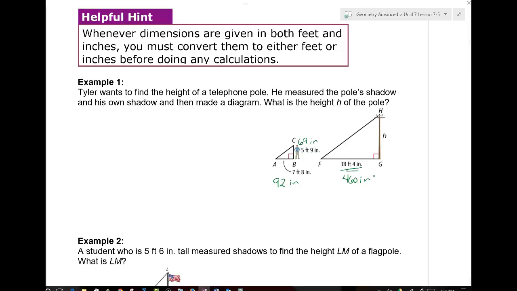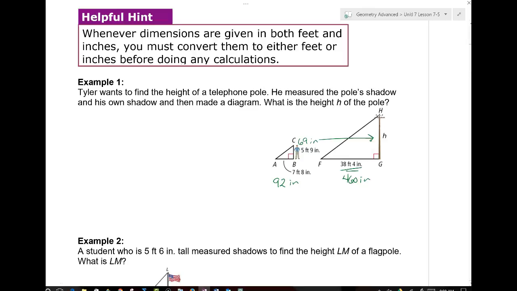Now I want to make sure, and this is where I want to start pushing you guys on, make sure you put things that are similar. Go to the sides that go together. A lot of you like, ooh, I'm just going to go 92 to 69 as 460 is to h. Stop doing that because you don't know how to do similarity ratios now as a result. Which sides correspond? Well, if I'm going from small to big, do you guys agree with me?